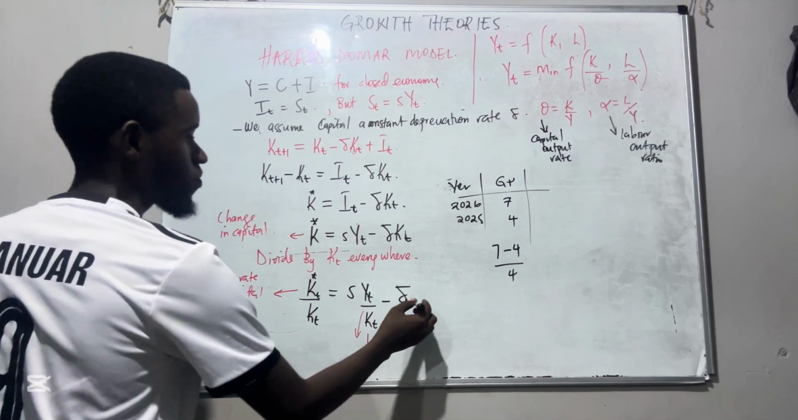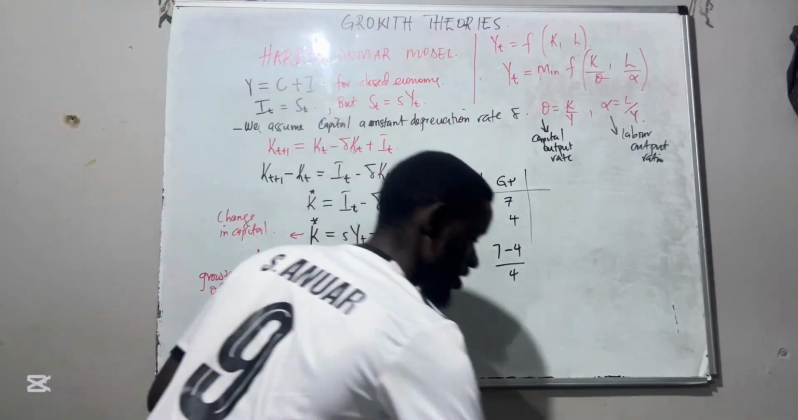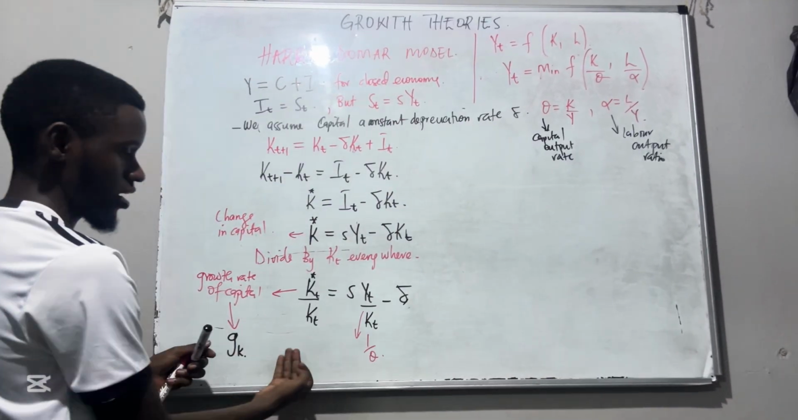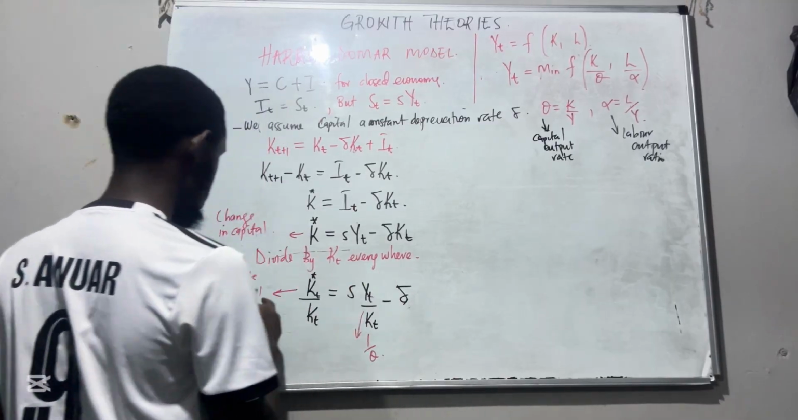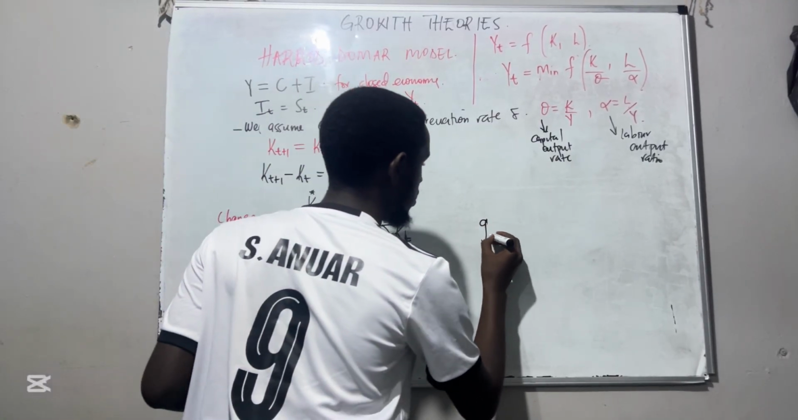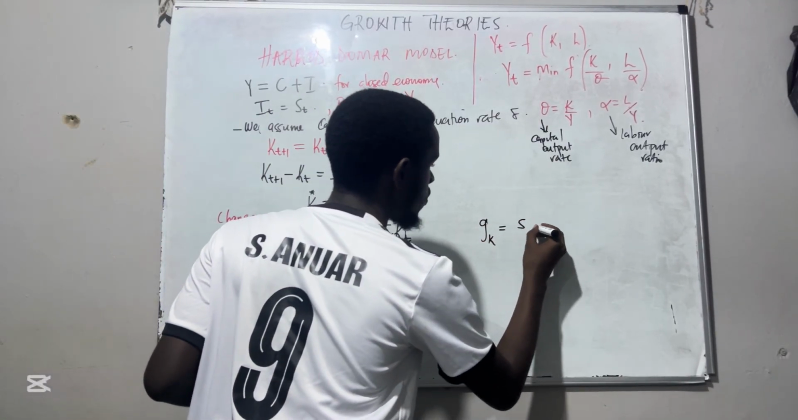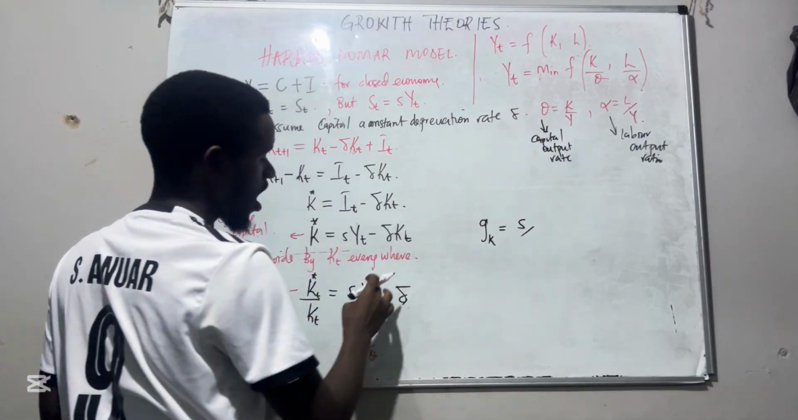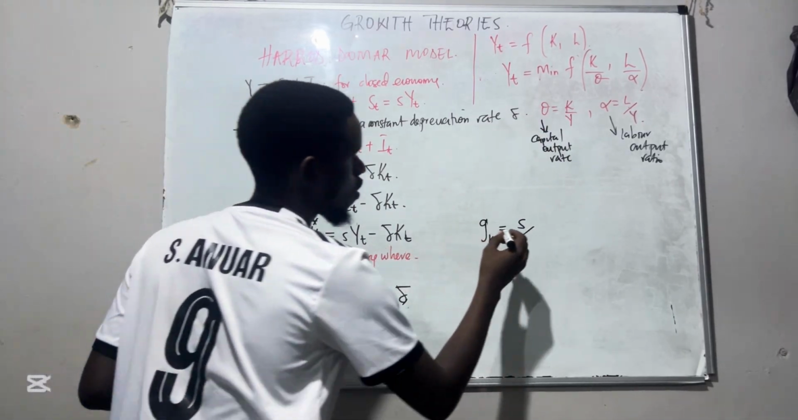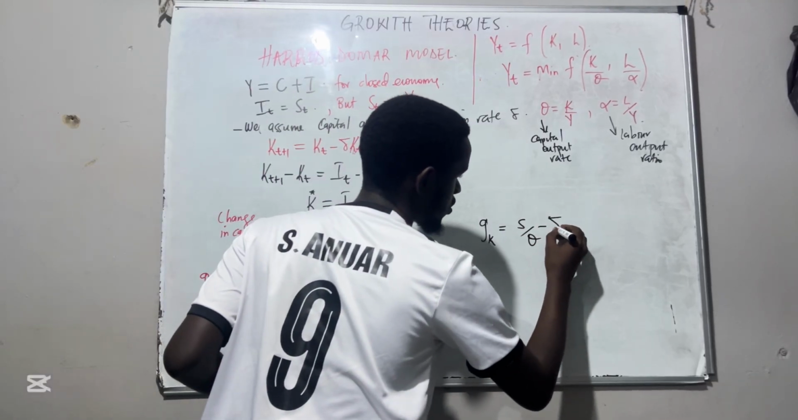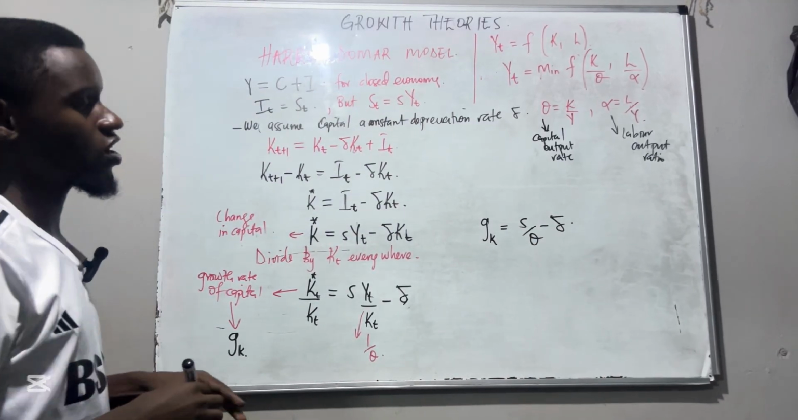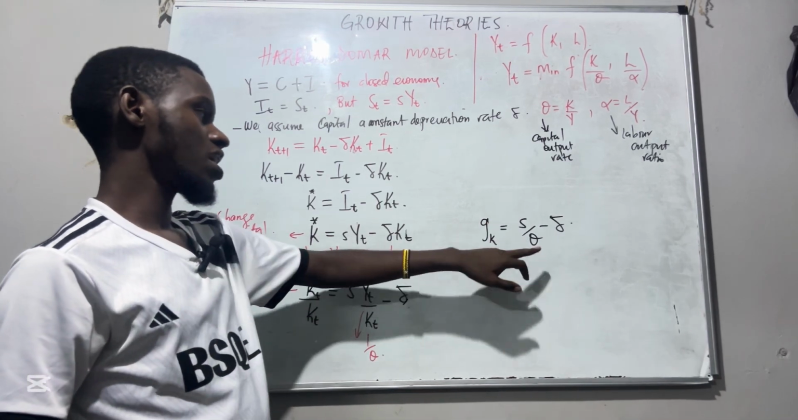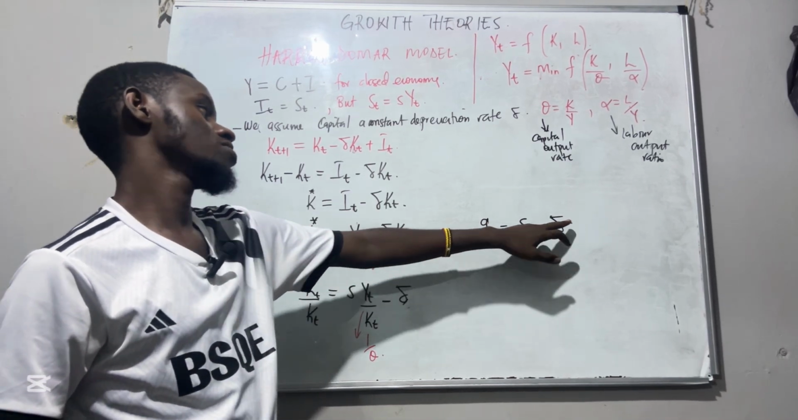Therefore, from this equation here, I can conclude and say that GK, which is the growth rate of capital, equals S over theta minus depreciation. Remember, theta is K over Y, but here I have Y over K, which is the same as having 1 over theta. Meaning that in order for me to have the growth rate in capital, I have to deal with savings, the capital output ratio, and then depreciation.